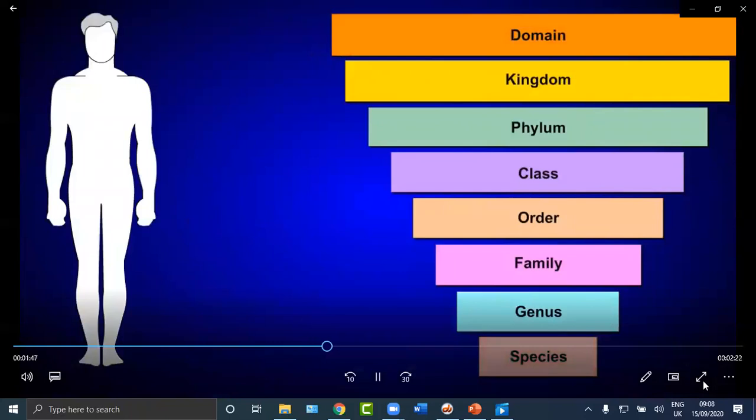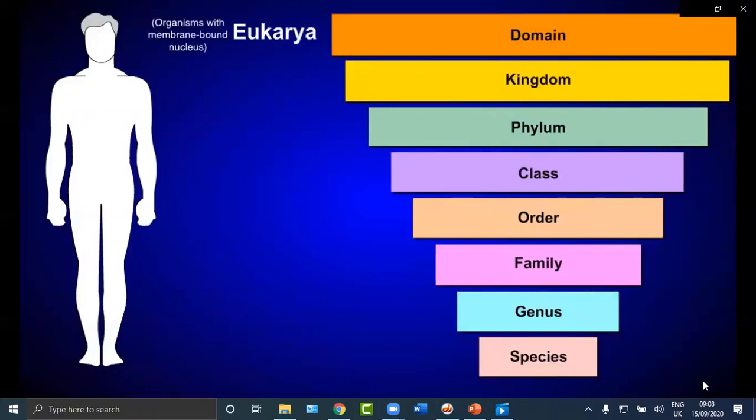Let's start at the top with domain. There are 3 domains, and all living organisms fall into one of these. Humans are in domain Eukarya. The next most inclusive group is kingdom. Humans belong to kingdom Animalia, or the animal kingdom.